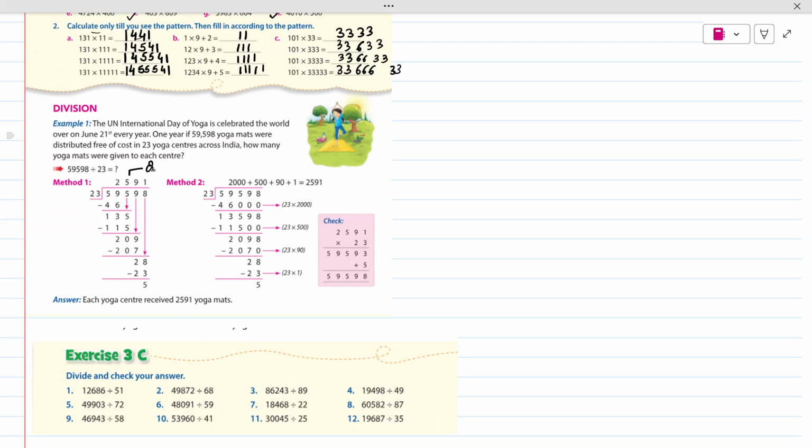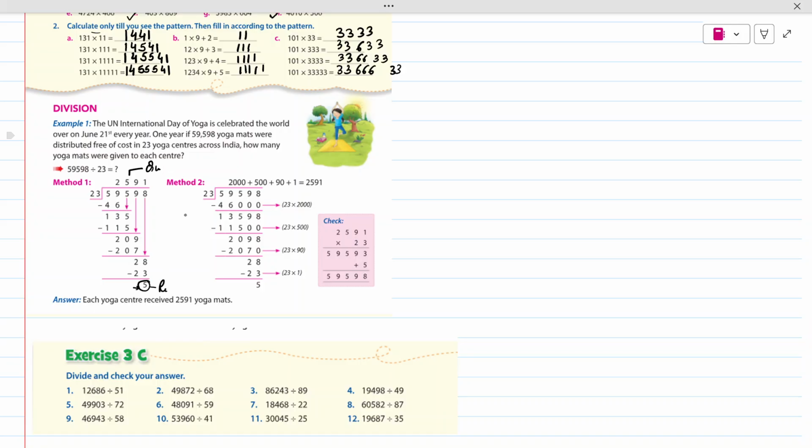When we divide it by 23, what we get here is what we call the quotient. This gives us the answer that 2,591 yoga mats were distributed among 23 yoga centers, and then we also have 5 as the remainder. That means after distributing all the yoga mats, 5 are left, which is shown as the remainder here.